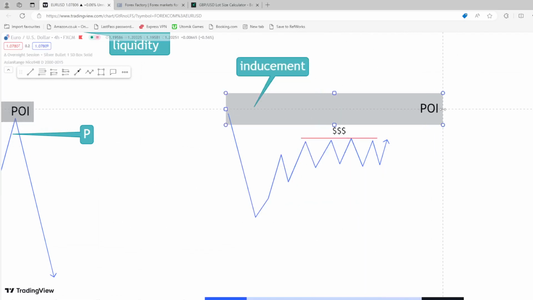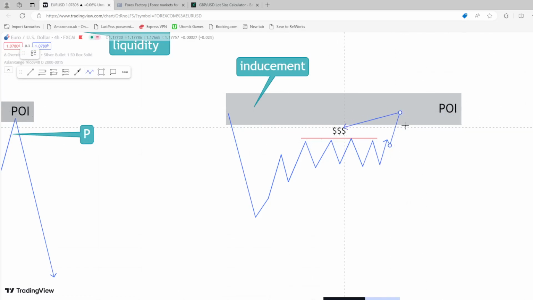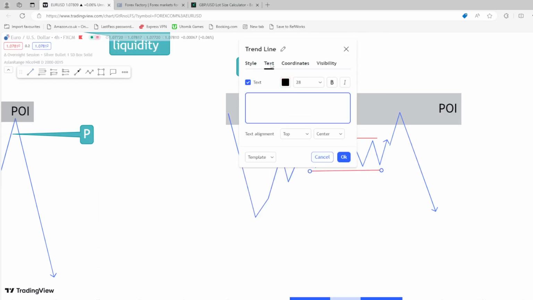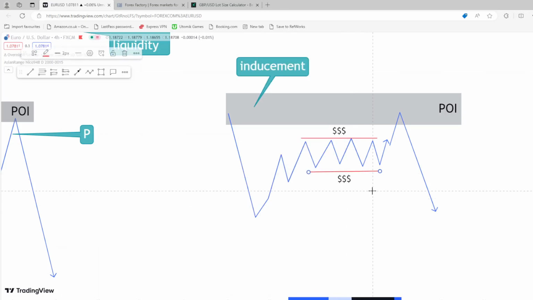So why does that make this POI a higher probability? The reason why it makes it a higher probability is because we have our inducement. So when price engineers liquidity, taps into the POI and sweeps this liquidity, this gives us a further confirmation to see lower prices. Okay, and it's also important to notice that while we have a generation of buy side liquidity, we also have equal lows, sell side liquidity. So understanding liquidity is your main vehicle when it comes to increasing your chances of catching a high probability A plus POI.